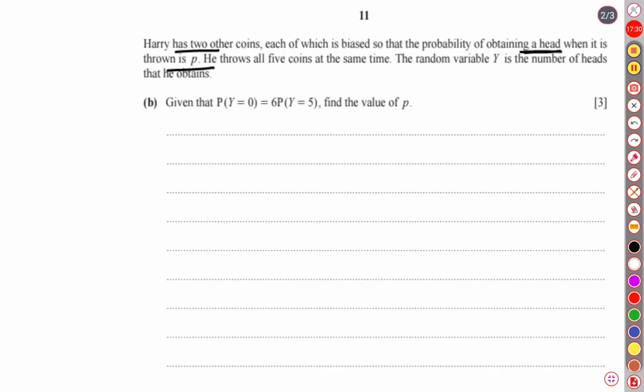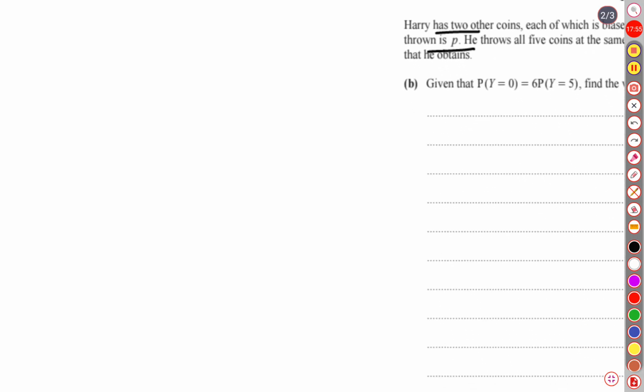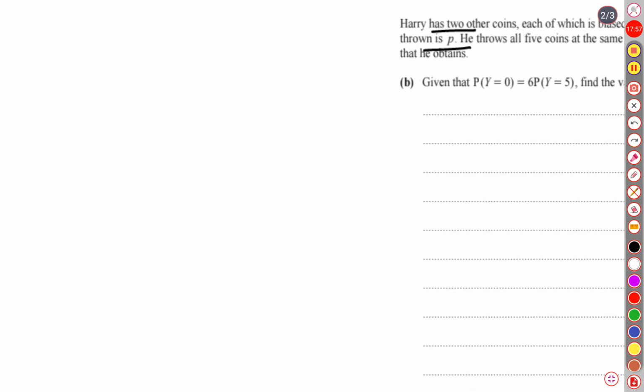He throws all five. We have already calculated the probability for the first three coins. Now, as all five coins have been thrown together, it will be nothing but multiplication. So let's start our writing. Probability of no head, meaning y is equal to 0.